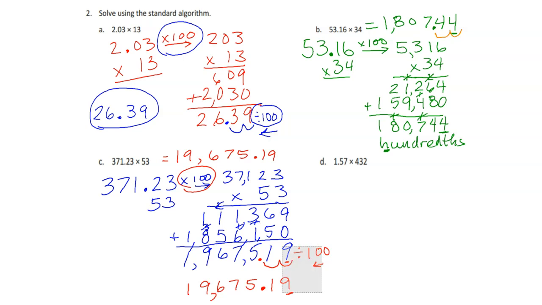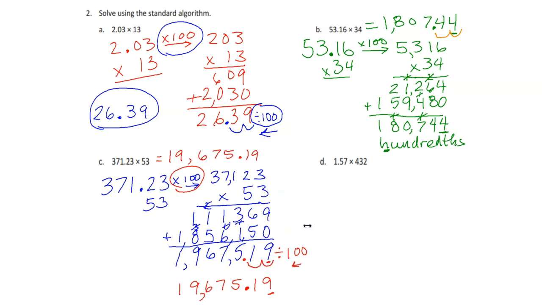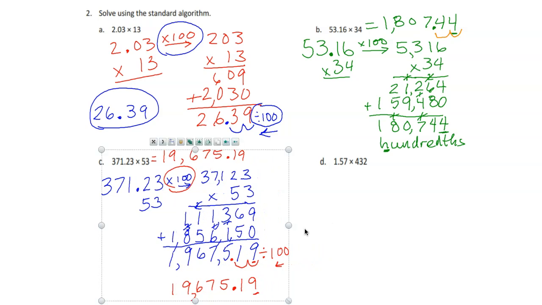Alright, let's go ahead and shrink this down a little bit so that I can have a little more room for D. Remember, we divided this number here by 100, so this is before the decimal. It was 1,967,519 hundredths. We just named it as all hundredths, but if we divide by 100, then we can name it in standard form.